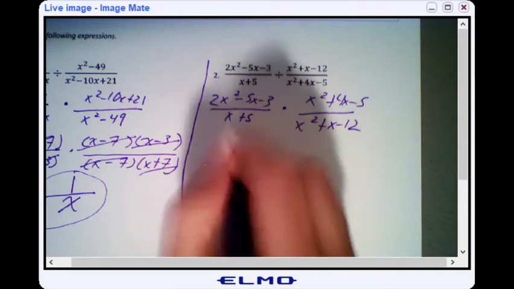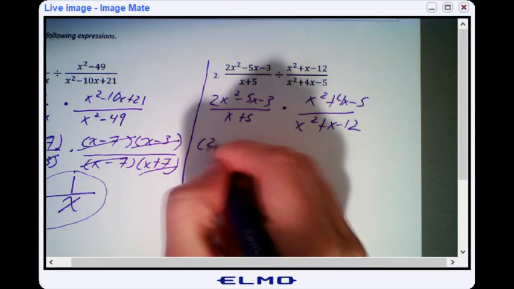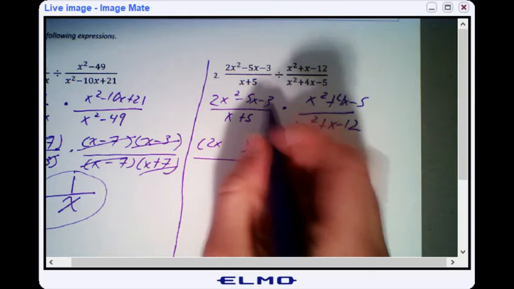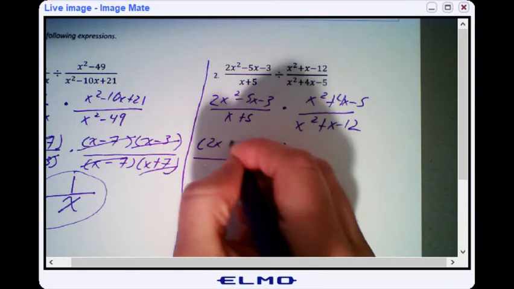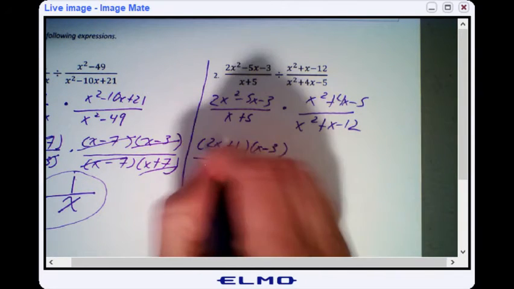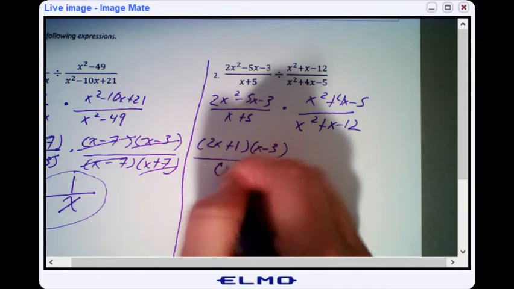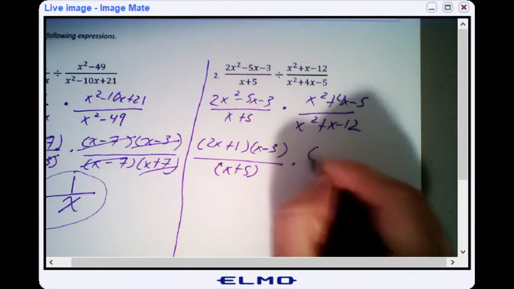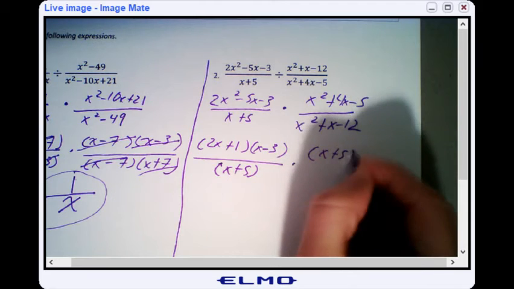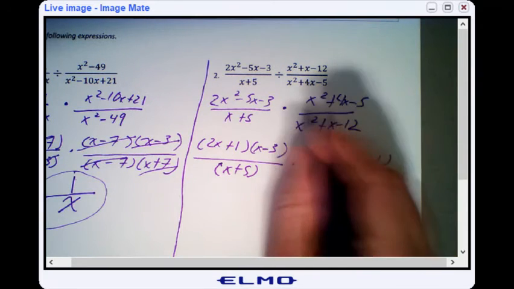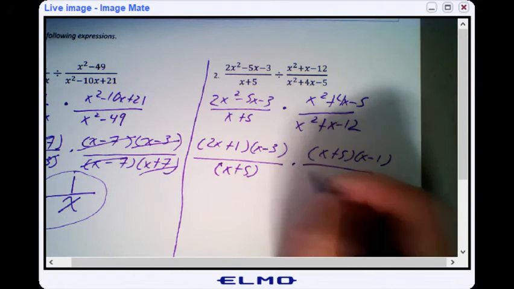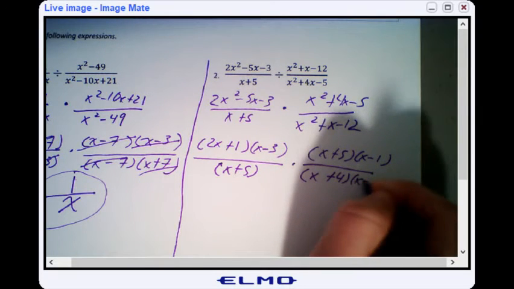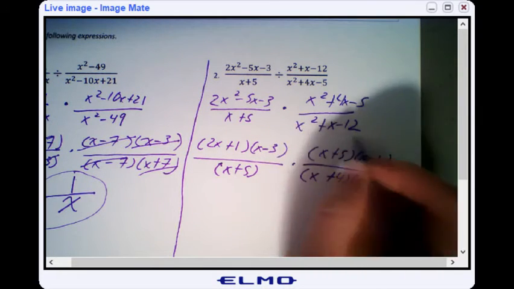Trinomial, so we're going to try and factor that. 2x, x, minus 3 plus 1, negative 6, negative 5. X plus 5 cannot factor, it's prime. We're going to have x plus 5, x minus 1 for my trinomial of x squared plus 4x minus 5. And then x plus 4, x minus 3 for the trinomial of x squared plus x minus 12.